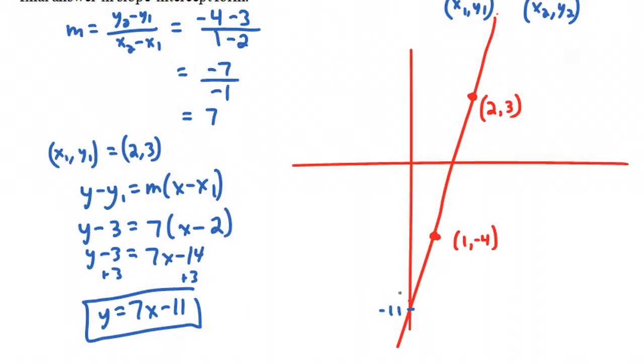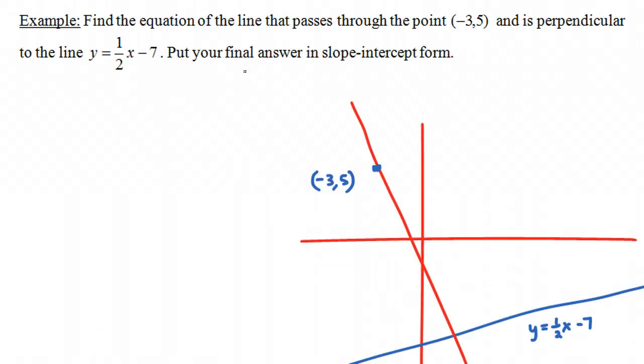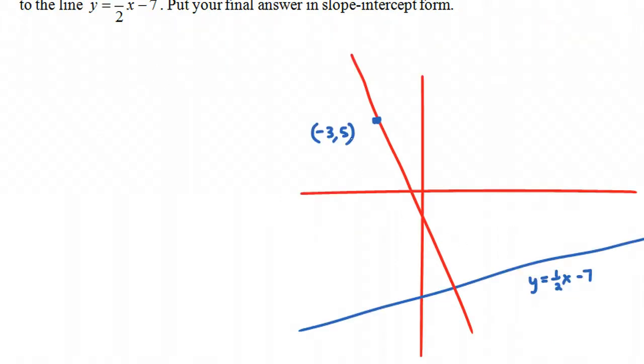Okay. All right, and finally, let's do one more example. Find the equation of the line that passes through the point -3, 5 and is perpendicular to the line y equals 1/2 x minus 7. Okay, so what we're looking for is a line that goes through this point, -3, 5, this point here, and is perpendicular to this line y equals 1/2 x minus 7.